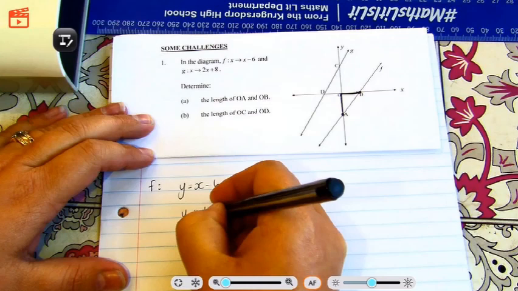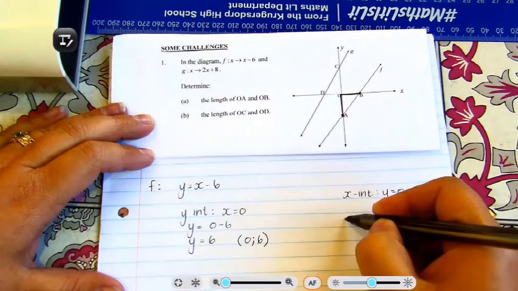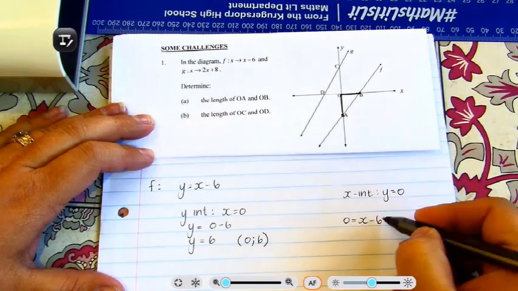Then to find my x-intercept, I make y equal to 0. So I say 0 is equal to x minus 6. I want x on its own, so this minus 6 I add to both sides, and I get 6 is equal to x. So the coordinate, the x value is 6 and the y value is 0.